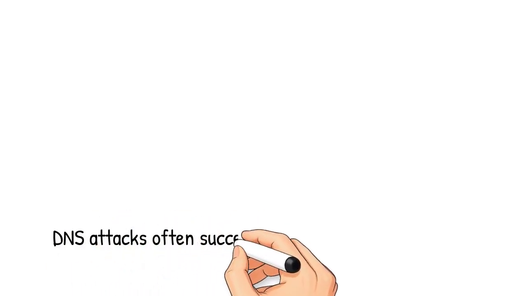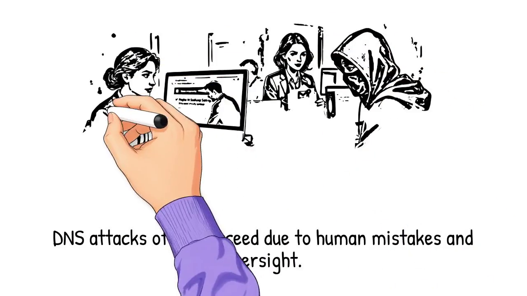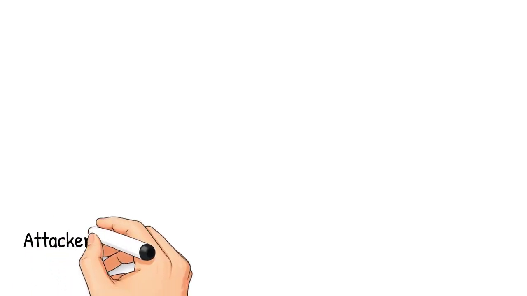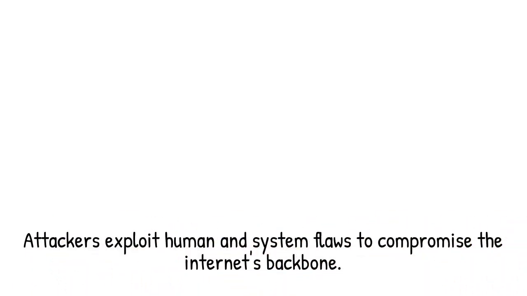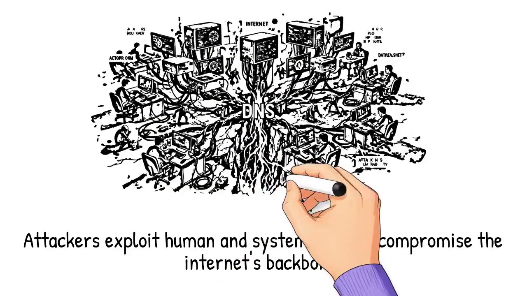DNS attacks succeed not because DNS is weak, but because humans make mistakes. Administrators forget to enable DNSSEC. Companies use outdated registrars. Users fall for phishing emails that steal domain credentials. Attackers exploit these weaknesses because they know DNS is the backbone of the internet, and when the backbone breaks, everything collapses.